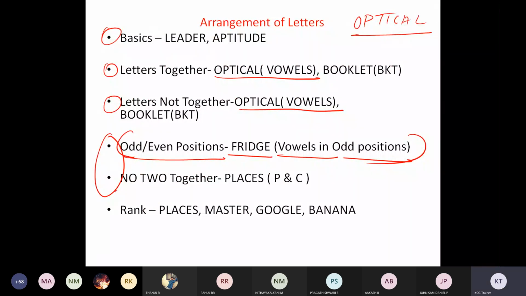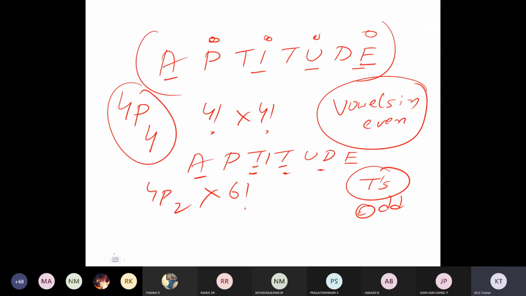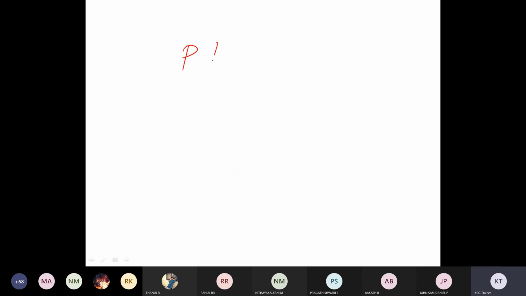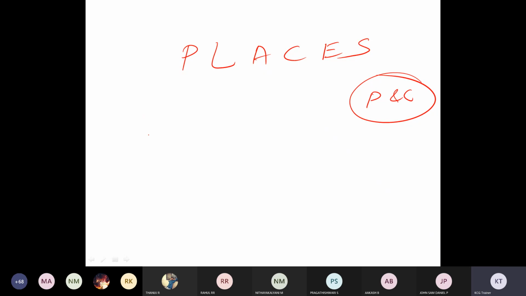The next one, no two places together. Okay, no 2 letters together. Similar type of concept. Again, same concept. For example, places. The condition is that P and C, these 2 letters, should not be together. Okay, see, 1, 2, 3, 4, 5, 6. Places is a 6-letter word. In these 6 positions, where should P and C come so that they will not be together?